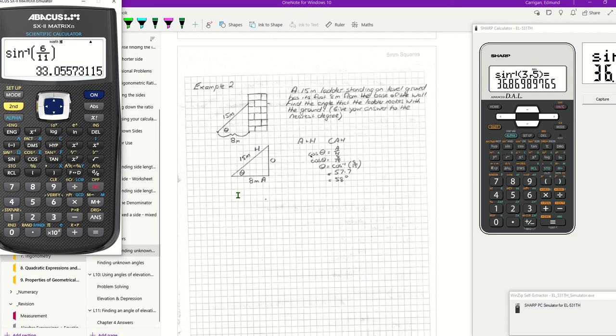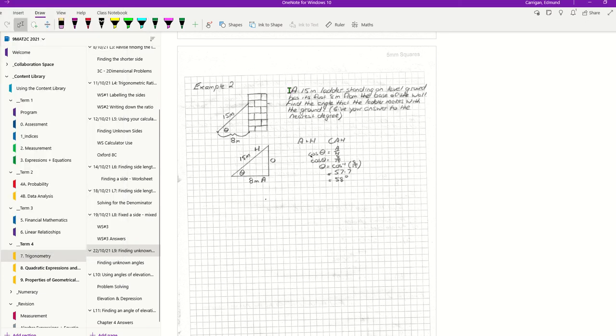My last example is a worded question that we've got here. It's saying that a 15-meter ladder standing on level ground, which means it's horizontal under here, has its foot 8 meters from the base of the wall. Find the angle that the ladder makes with the ground. So I've got 8 meters here from the base of the wall. It's told me the ladder is 15 meters long. So I've got 2 bits of information there on finding that angle. Give your answer to the nearest degree.